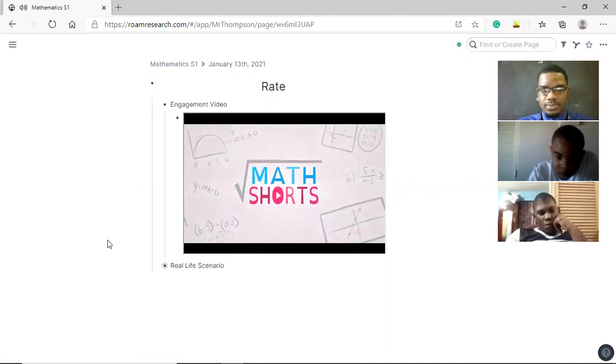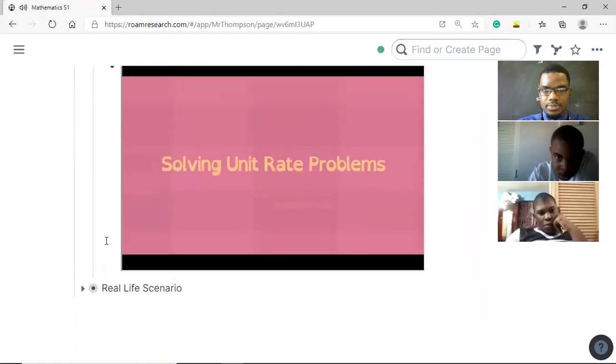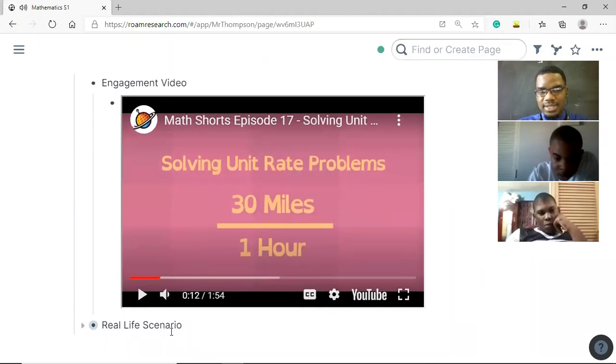Math shorts. Solving unit rate problems. Unit rate is a ratio of two measurements where... Pause there. Let me explain that.